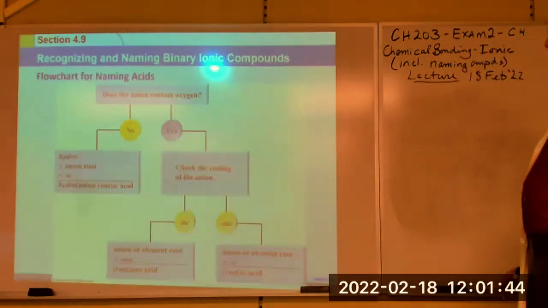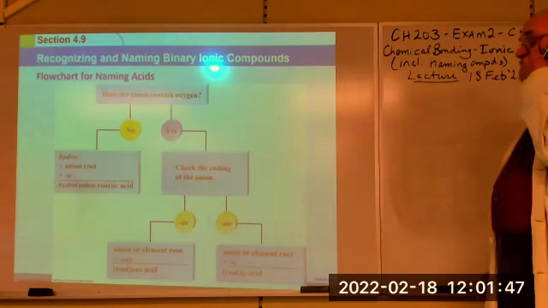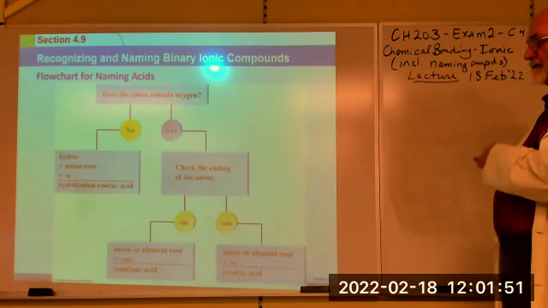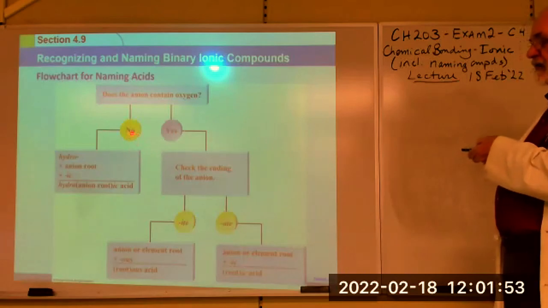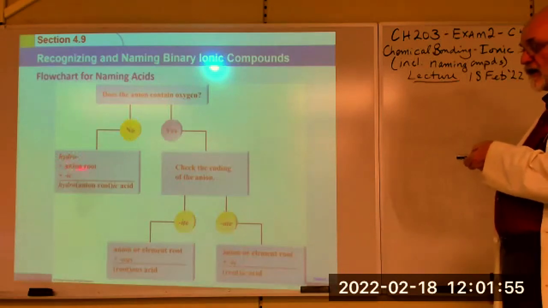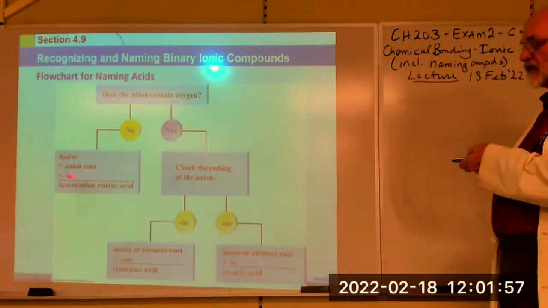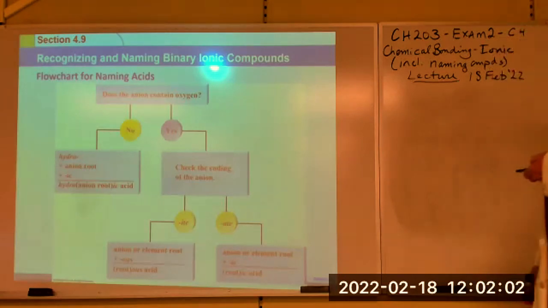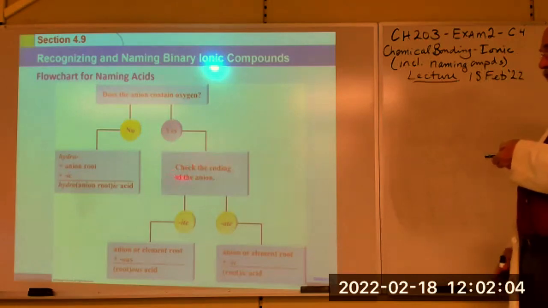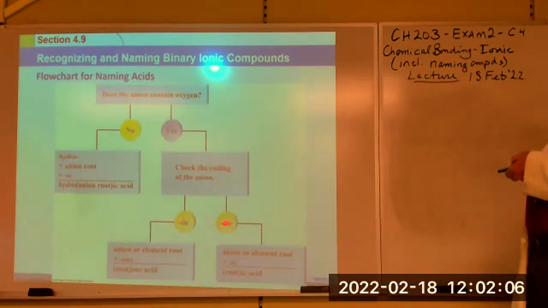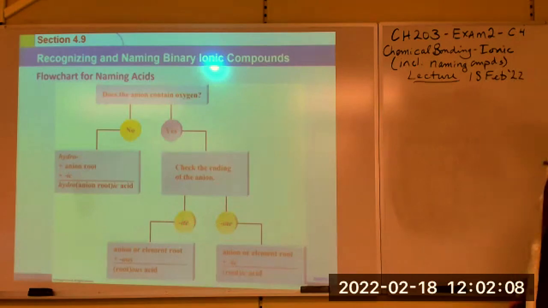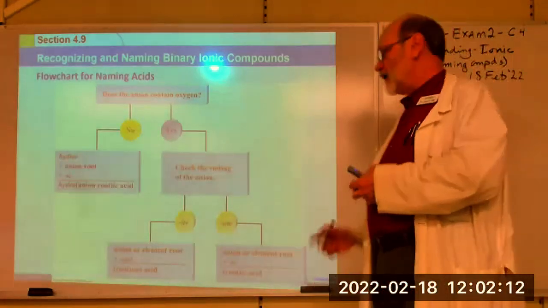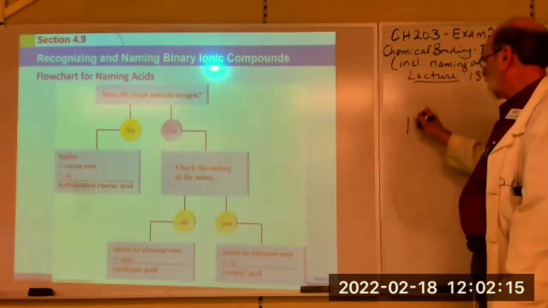Okay, so let's continue. So here's your decision tree. Does it contain oxygen in the anion? If no, then you proceed with hydro, and then you take the anion root and change the ending to -ic. If it does have oxygen, then you look at the ending. Is it -ate or -ite? And then you also have to consider those prefixes. Perchloric acid, I forgot to mention that.